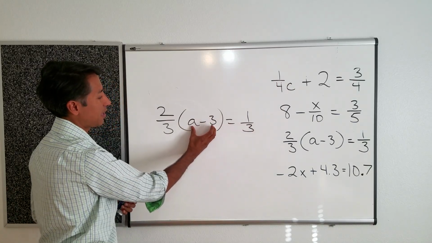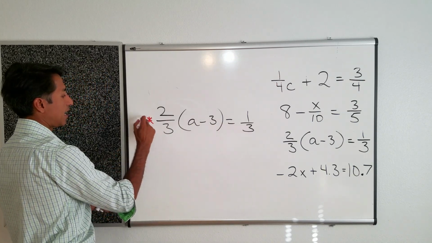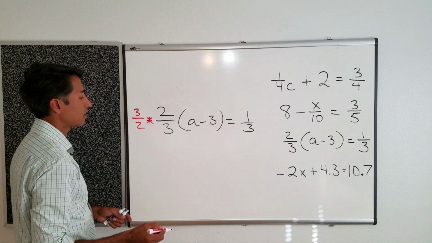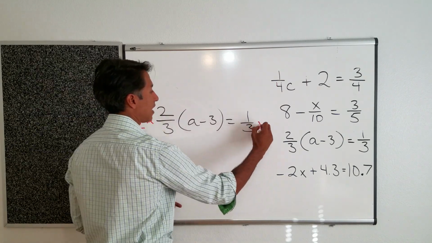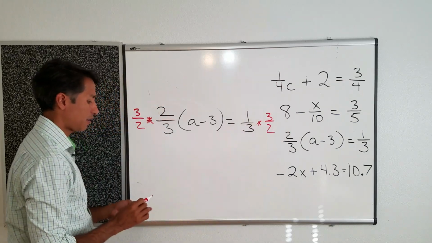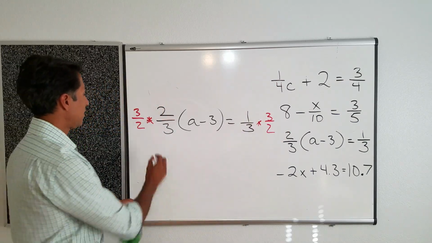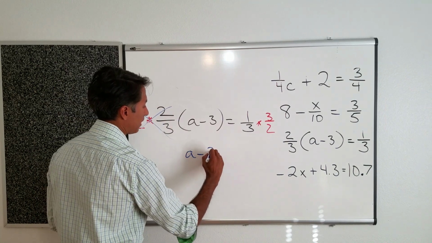This is the thing we need to get by itself. So we can multiply this side by the reciprocal of the number that's next to it, which is 3/2. And what we do to one side, we do to the other. So this all cancels. This is just a minus 3.